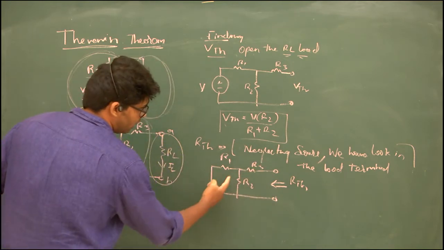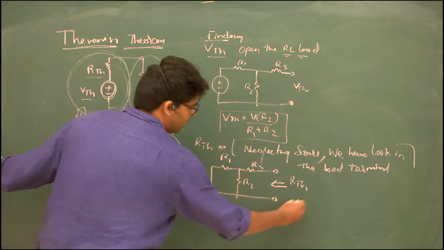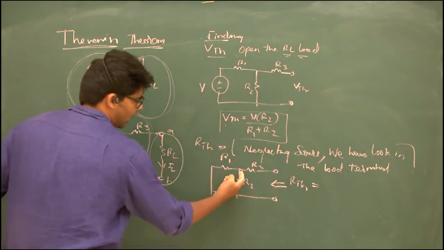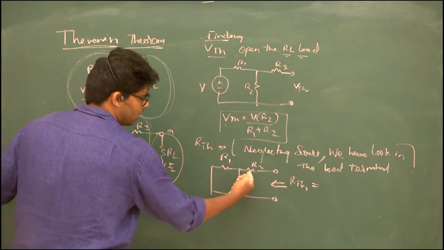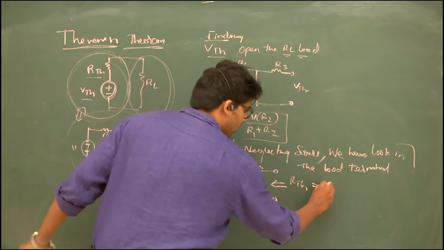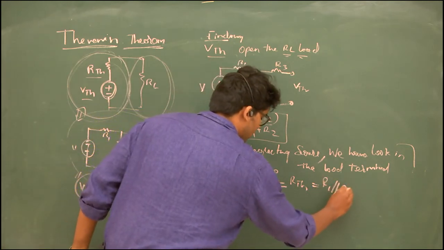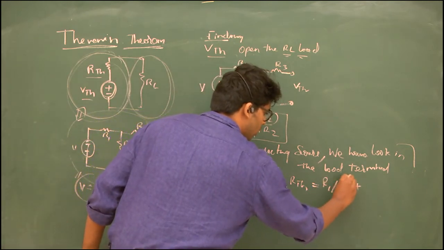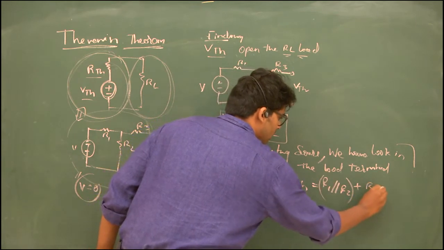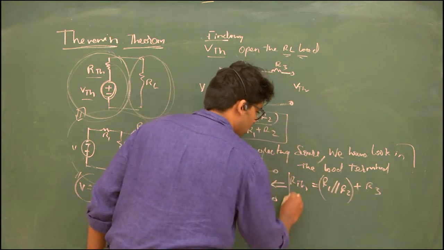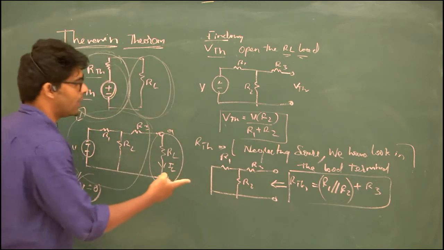If you look carefully, these two elements are in parallel. Therefore, R Thevenin equals, after getting parallel, in series with R3. Therefore, R1 is parallel with R2, and this whole total is in series with R3. Okay, this is finding R Thevenin.